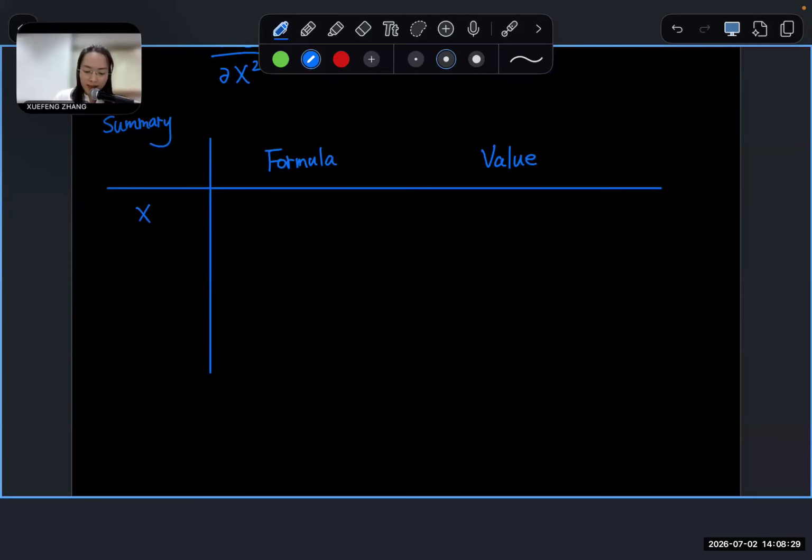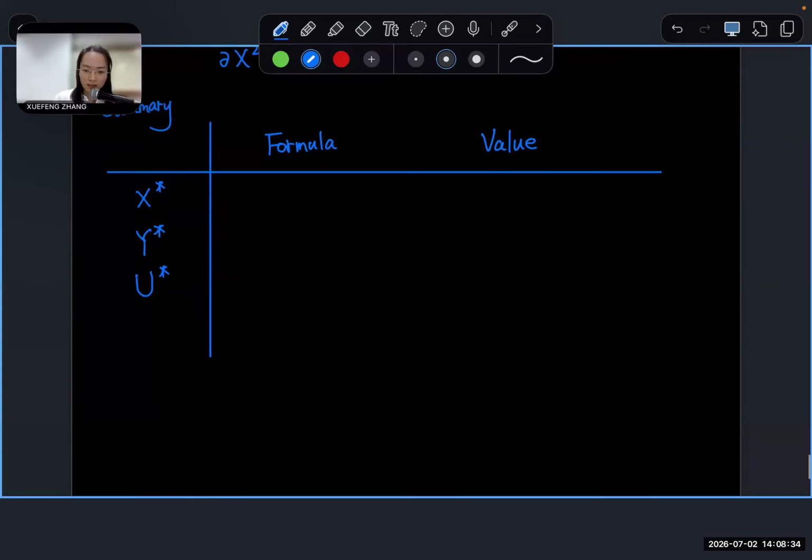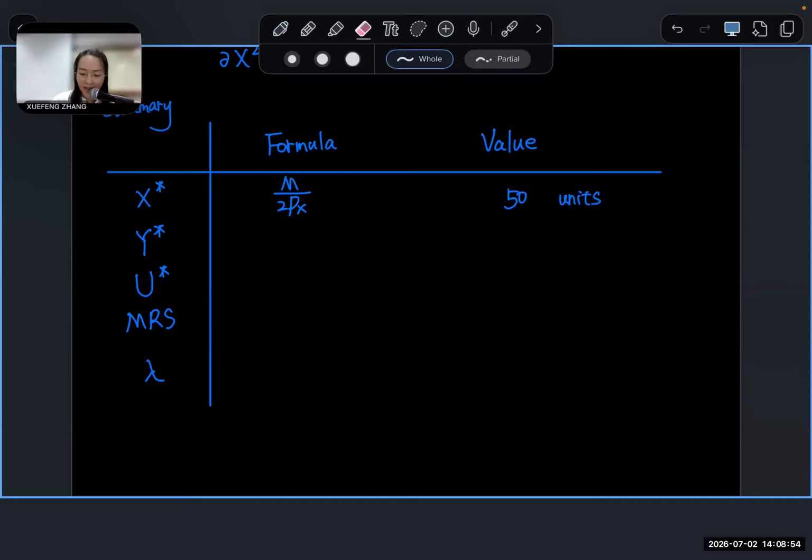Okay, so let's see, X star, Y star, U star, MRS, and also lambda. What is X star? What is the formula? M over 2px, and the value is 50 units. For Y, the formula is M over 2py, which is 25 units.